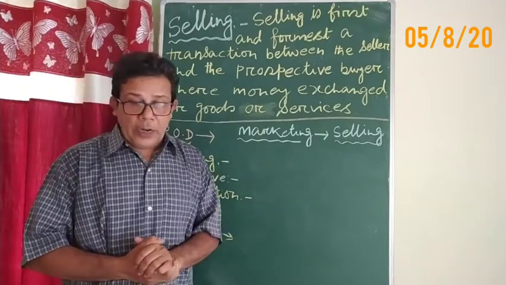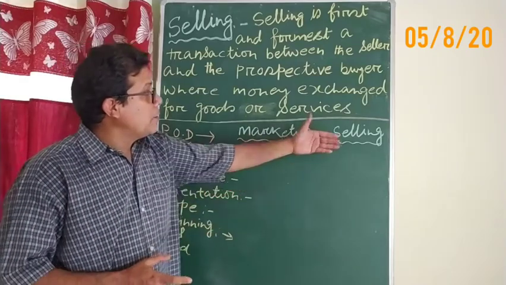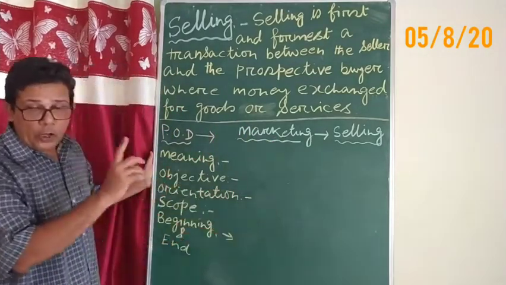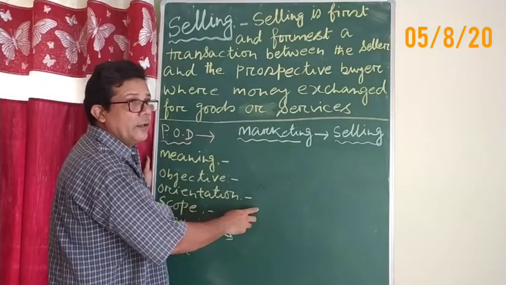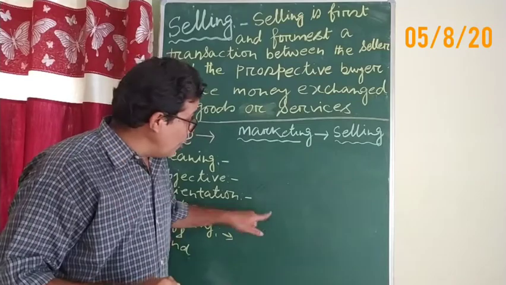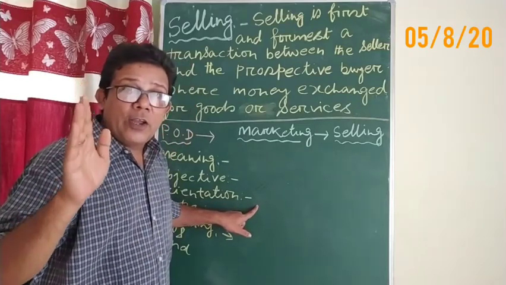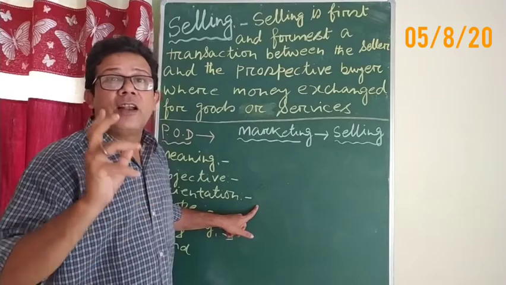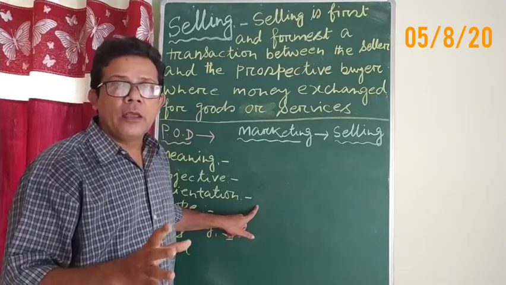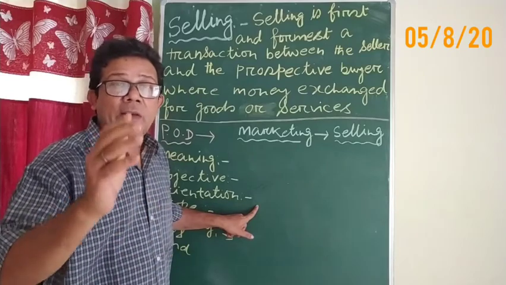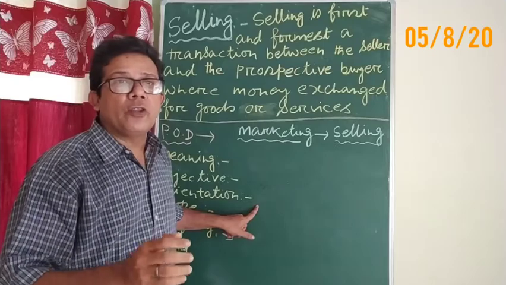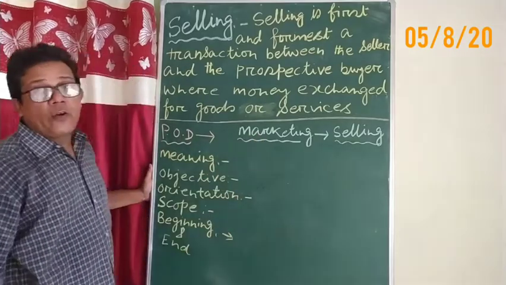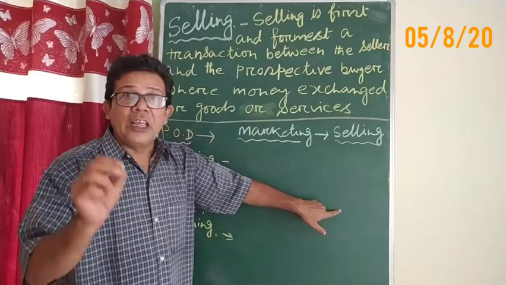Orientation. What do you mean by orientation? Orientation means marketing deals with whom, and selling deals with whom. Marketing is customer oriented. Why I told you earlier: the marketing department is going to find out the likes, dislikes, and the difficulties and problems the customers are having. Marketing people always try their level best to solve the problems or difficulties of the customers or the buyers. Marketing is customer oriented. On the other hand, selling is product oriented.